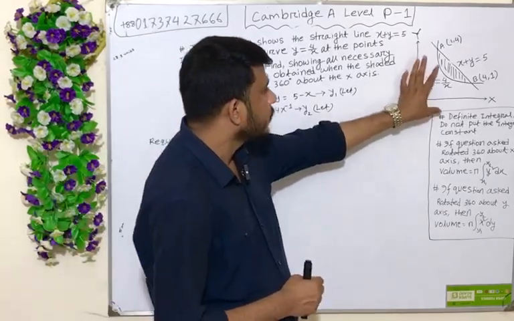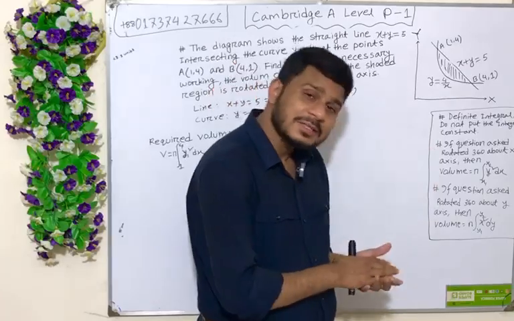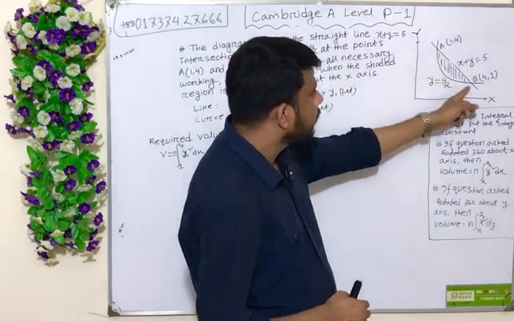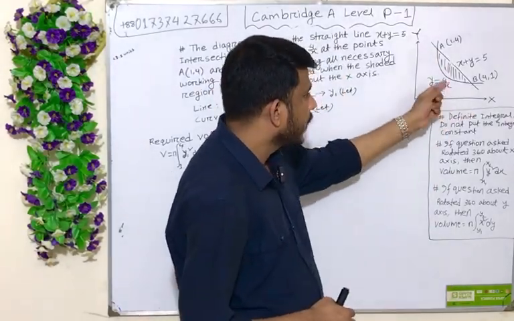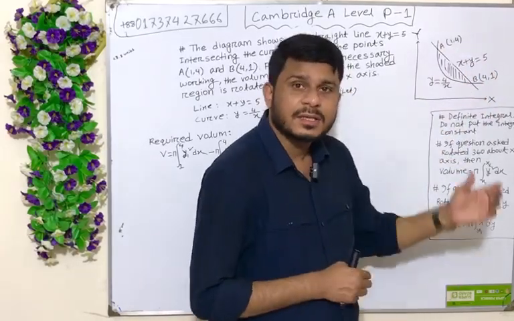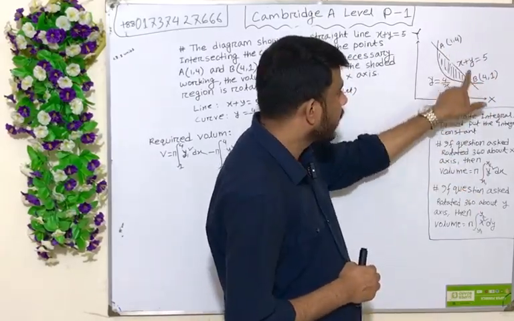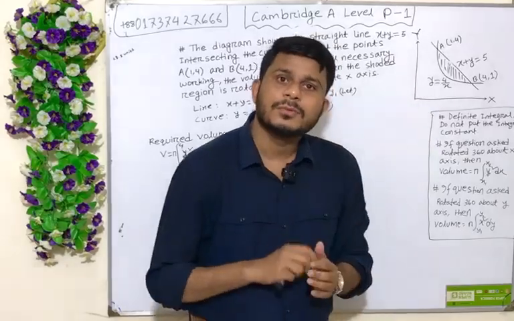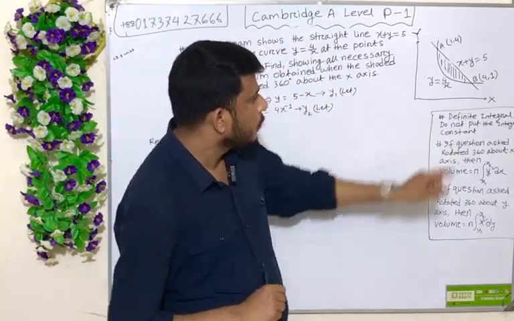This is the diagram of this math. Here, as you can see, this is a curve, and this is the equation of the curve, and this is the equation of this straight line. Given the two coordinates A and B, we have to find the volume of this shaded region.